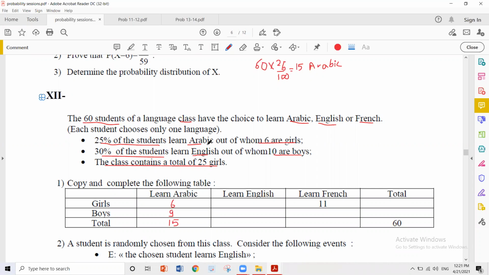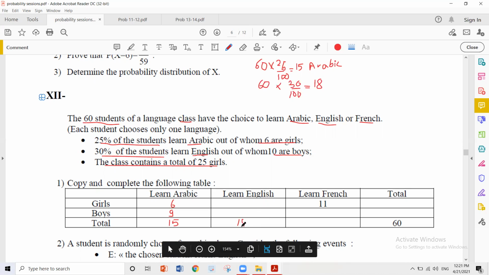Now 30% of the students learn English. English 30%: 60 times 30%. We get 18. So here we put 18 in the English. Out of them, 10 are boys. The girls are 8.